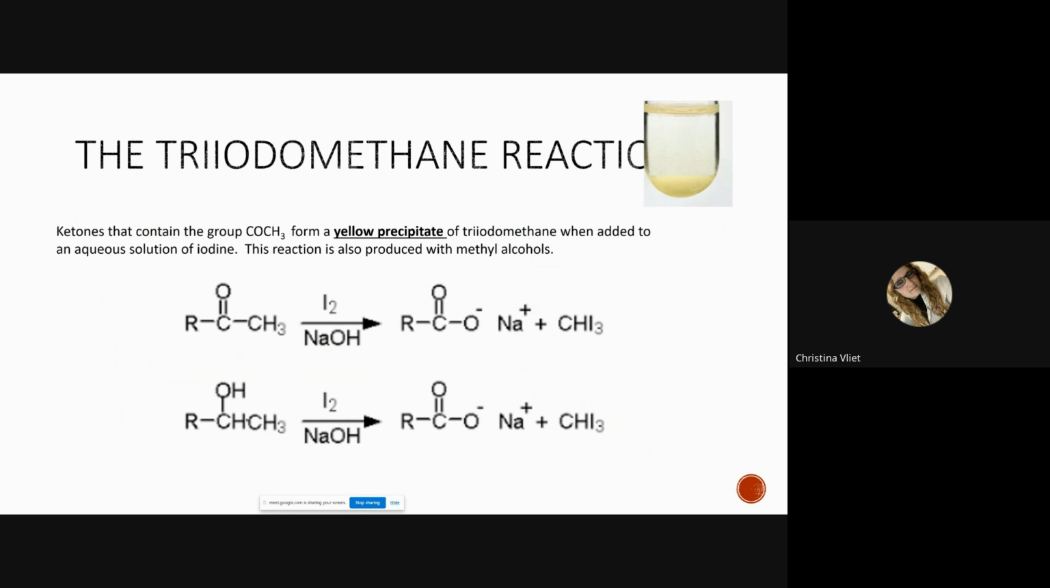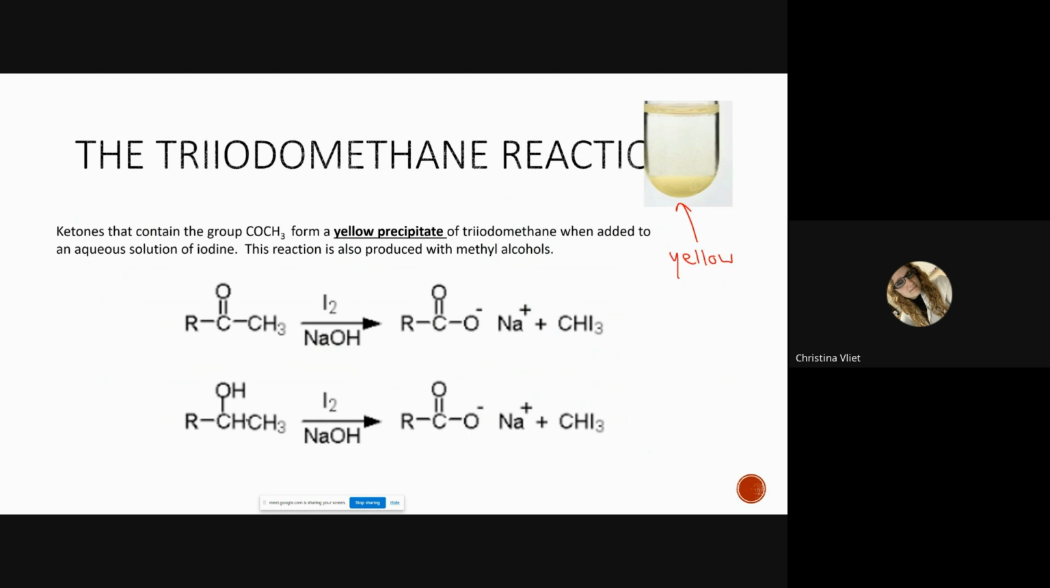Last night when I was organizing this, I put a picture of the results so you can see what the positive result actually looks like. This precipitate is a light yellow. When you see it, it's actually light yellow, but they just say that this is yellow.